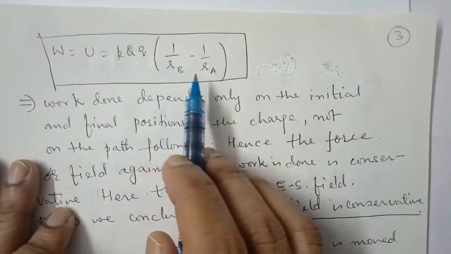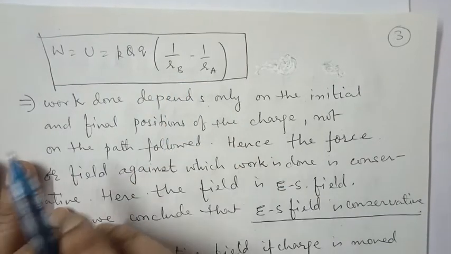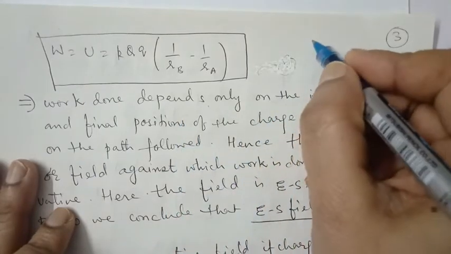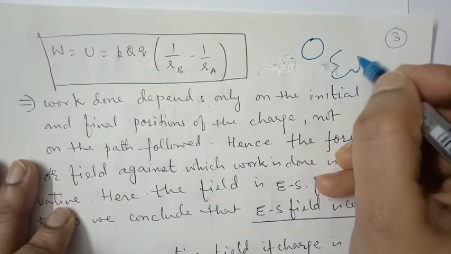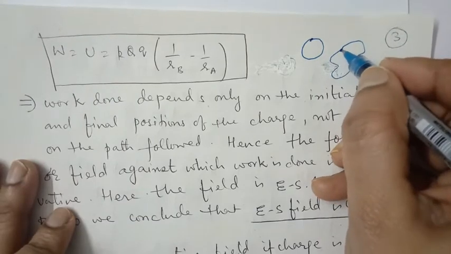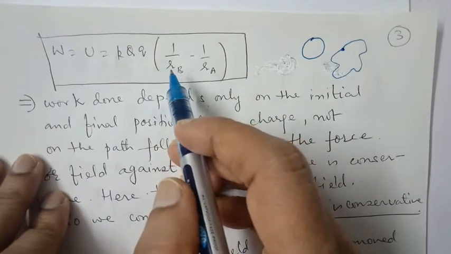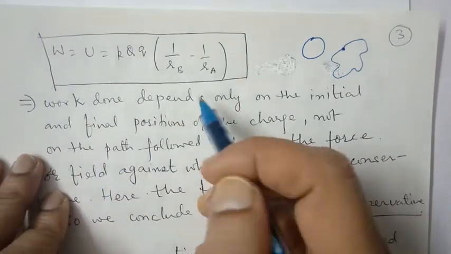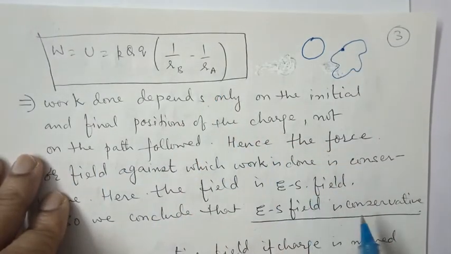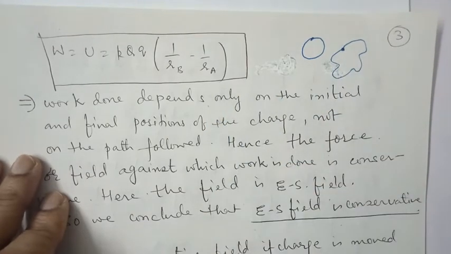So here I can give another conclusion: if the path is a circular path, starting from one point and ending exactly at the same point, maybe circular or maybe any shape, it is closed. Initial and final positions become the same. If the initial and final positions become the same, it means rB and rA are the same and will cancel each other. That means work done will be 0. So another conclusion of the conservative field is that work done is 0 when the path is closed.